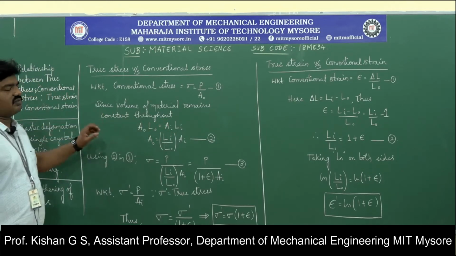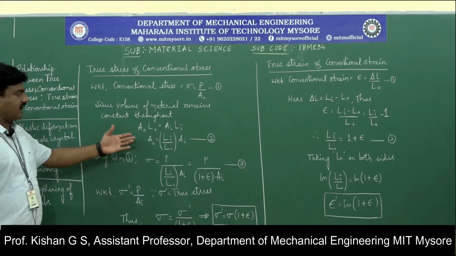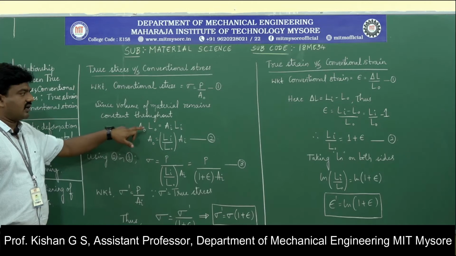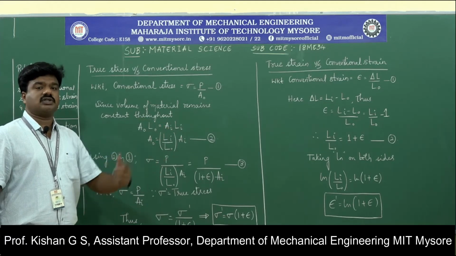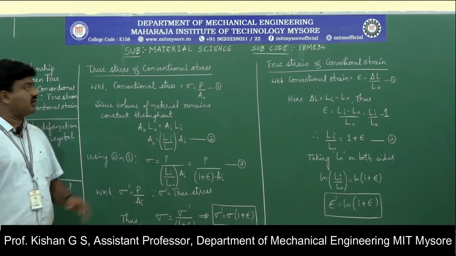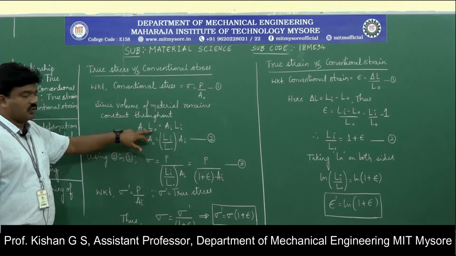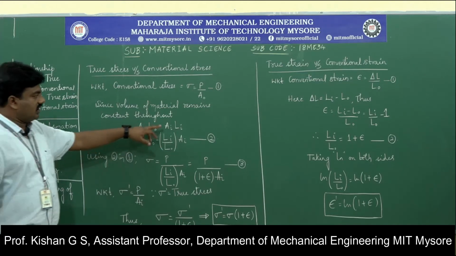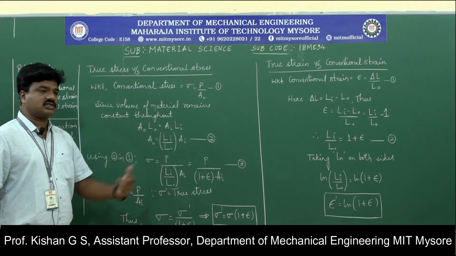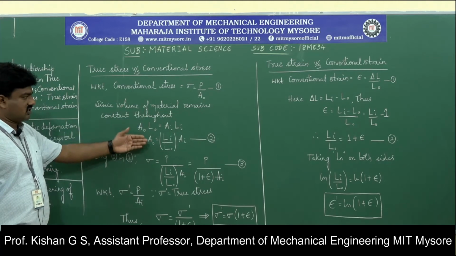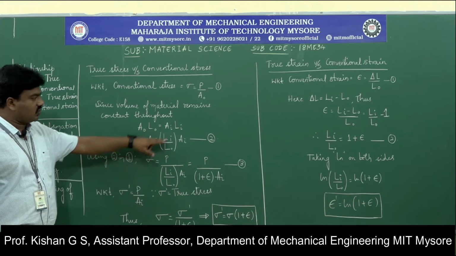Since the volume of the material remains constant throughout when it is subjected to a particular load, we relate the original area and original length, in terms of volume, to the area and length at any instant of concern, so that we can derive the relationship between true stress and conventional stress. So we take A naught into L naught as the volume of the material at original condition, and Ai into Li as the volume of the material at any instant of consideration. Upon further simplification, A naught can be taken as Li by L naught into Ai.